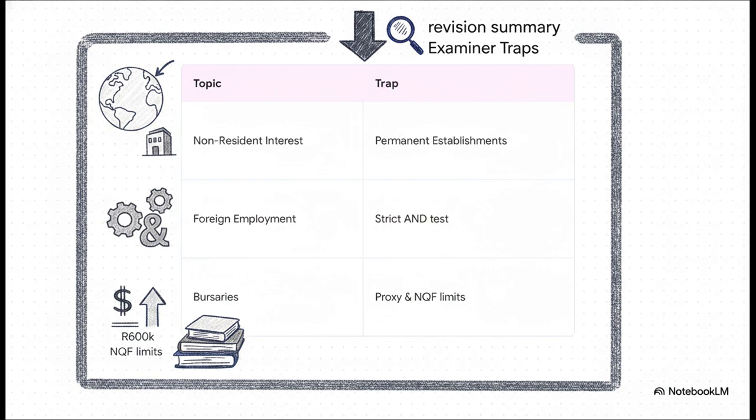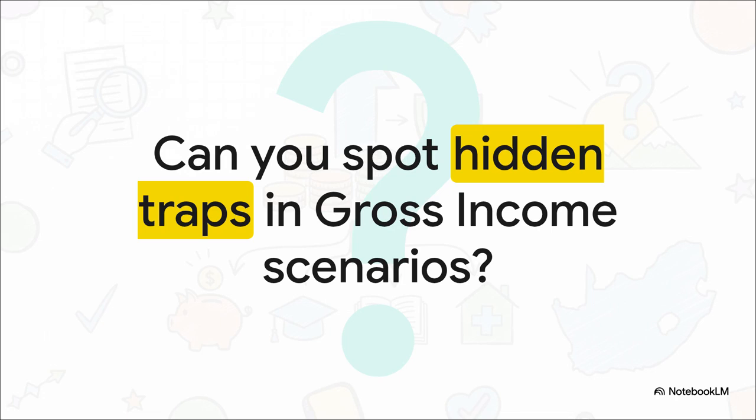For non-resident interest, you always want to be hunting for permanent establishments. For foreign employment, ruthlessly apply that strict and test. And for bursaries, always verify that R600K proxy and the NQF limit before you grant a single Rand of exemption. So as you head into your final prep, you really need to ask yourself, when you sit down and face a massive integrated gross income scenario, will you be the student who falls for those hidden traps, or will you be the one who systematically shields every possible Rand from the tax net?